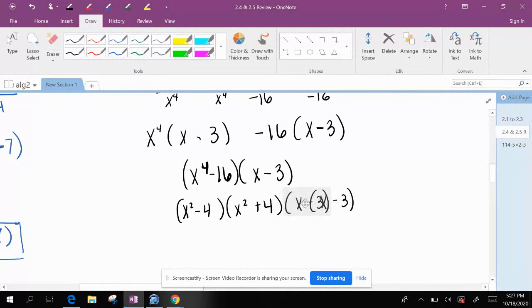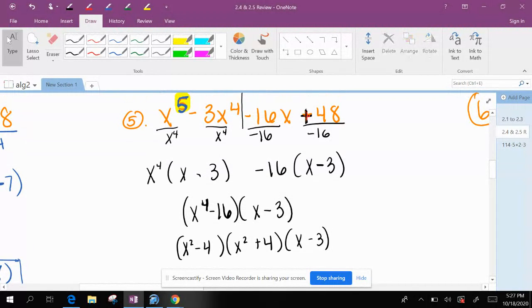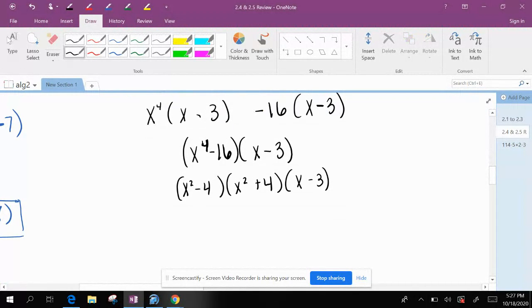So right now I have 3 binomials, but I need 5 answers. But this is a variable raised to the 2nd power, which means at the end when we're solving for x, we have to take the square root, and a square root has 2 answers. So this one will be x equals plus or minus 2 when we solve for 0. Solve for x.